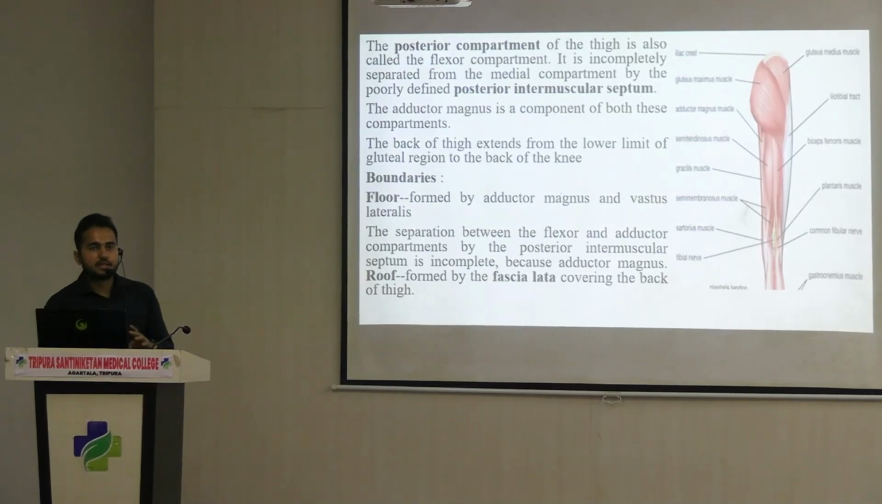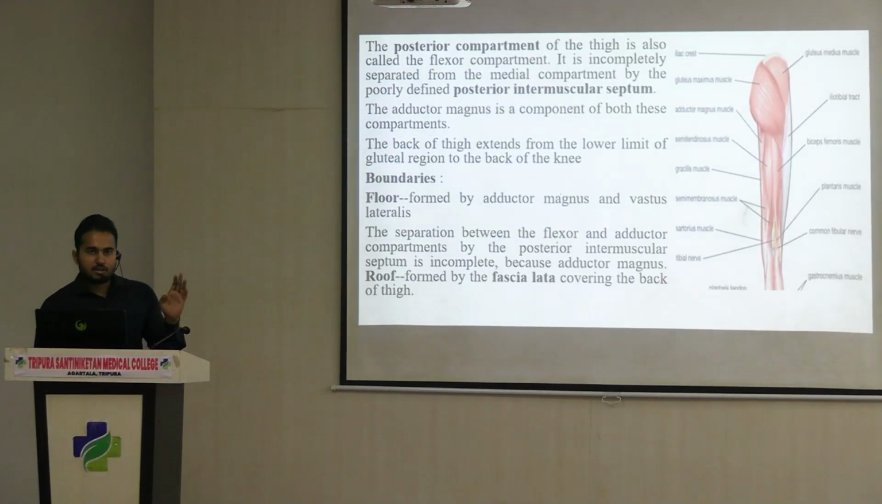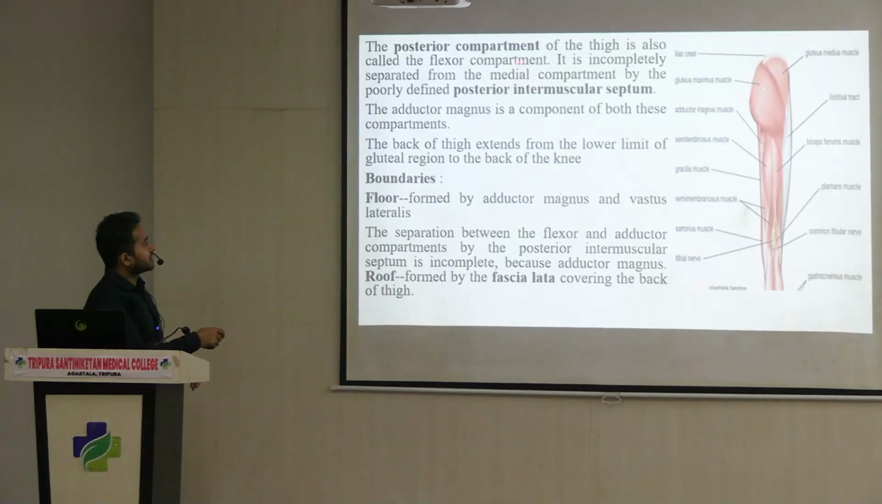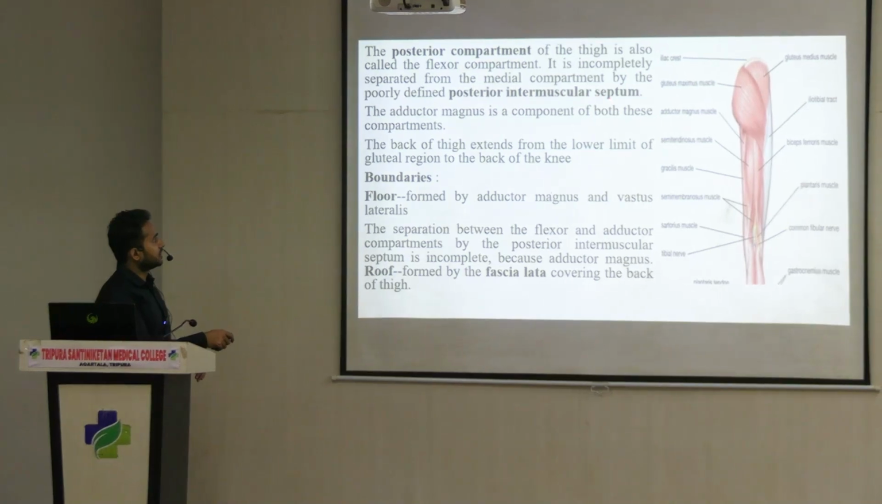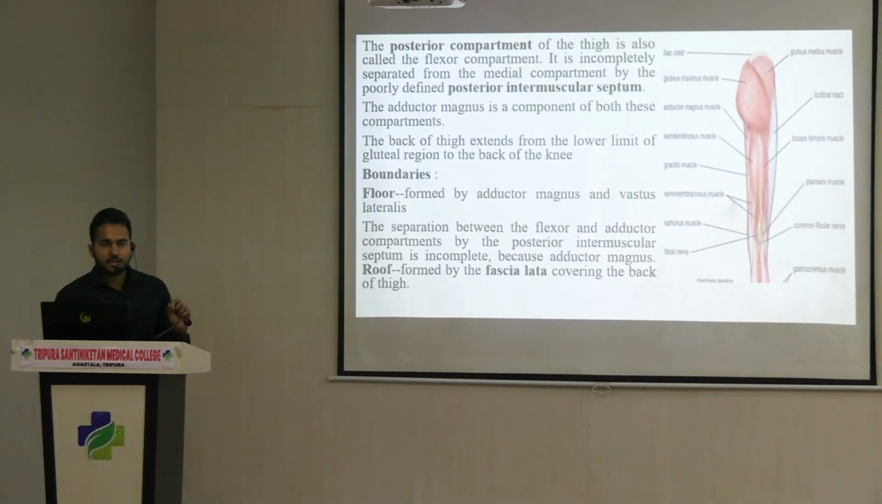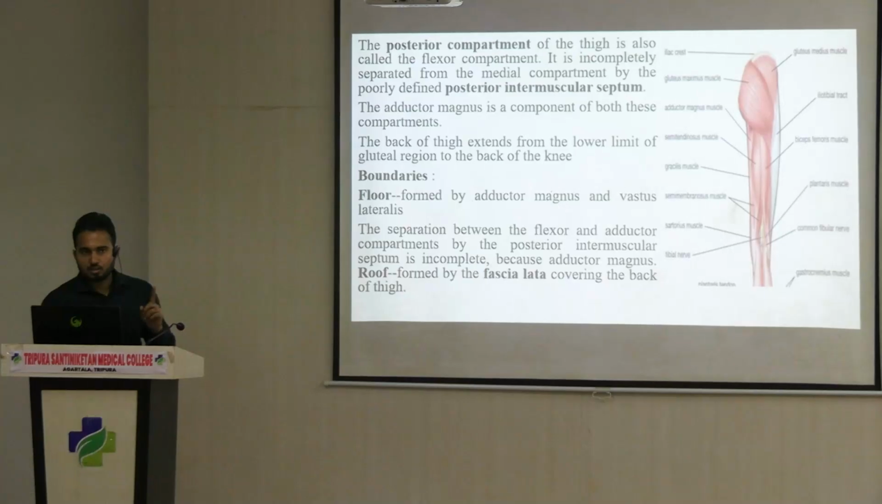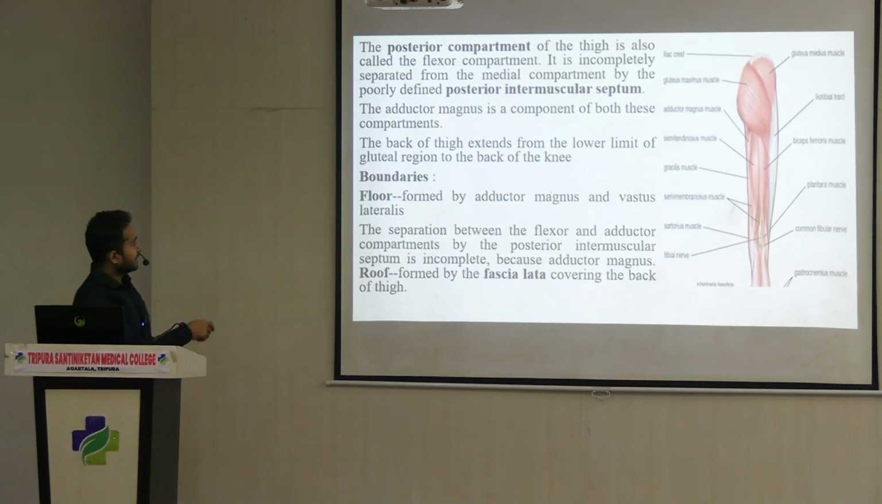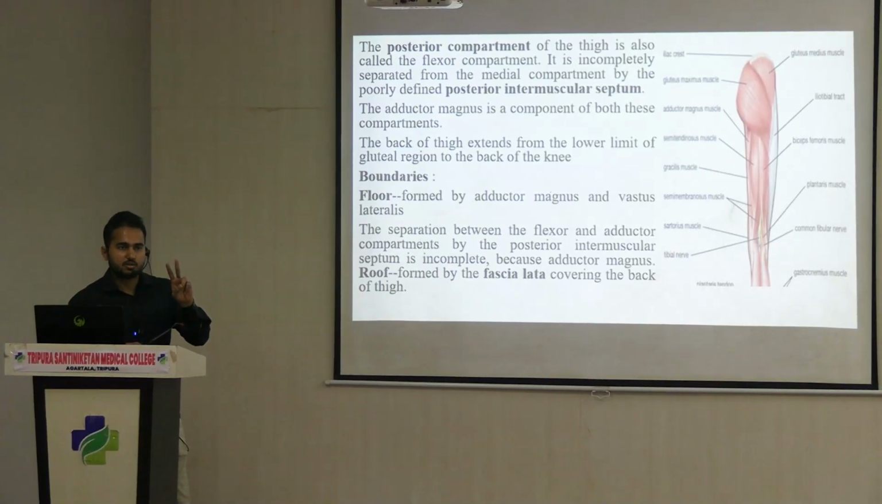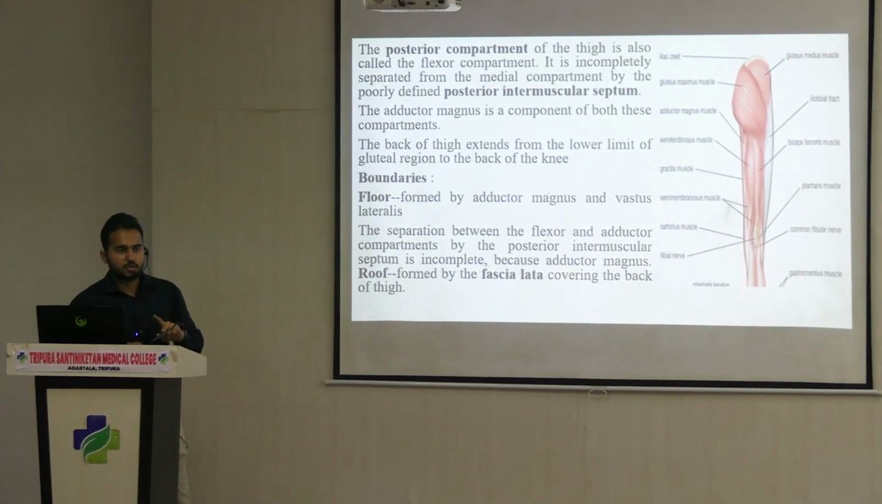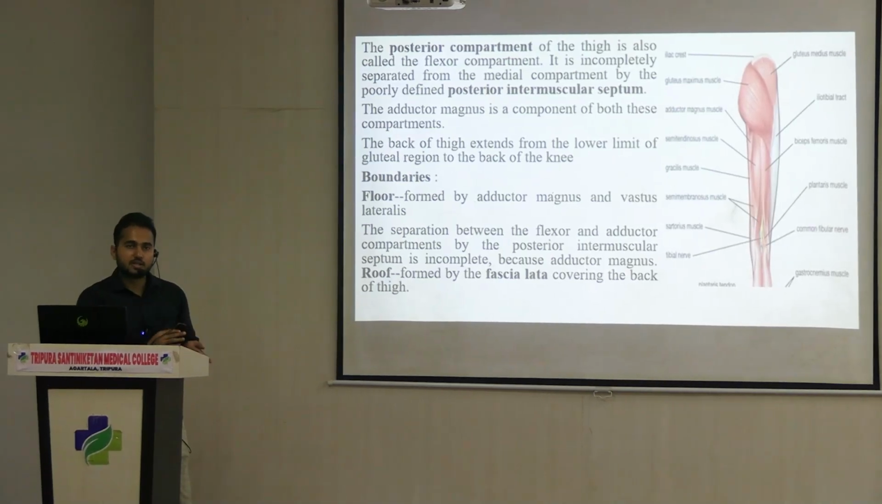The compartments are divided by intermuscular septa. In the first lecture of the lower limb, I gave you a brief introduction to those parts. If you see, both these compartments are incompletely divided. Why? Because of this posterior intermuscular septum, and one muscle is responsible. Which muscle is that? The adductor magnus muscle. Why? Because adductor magnus has two components: an adductor component and a hamstring component. Because of this muscle, the septum is not complete, it is incomplete in nature.